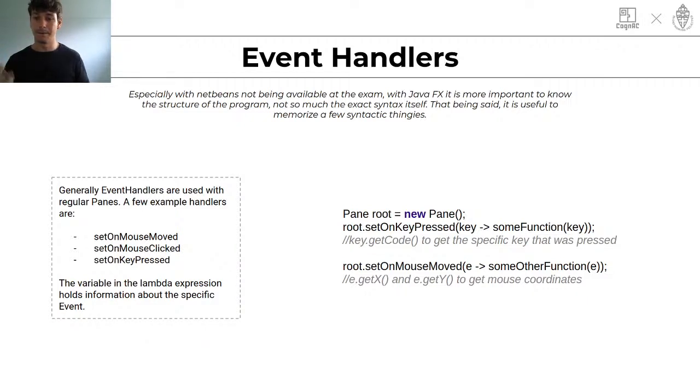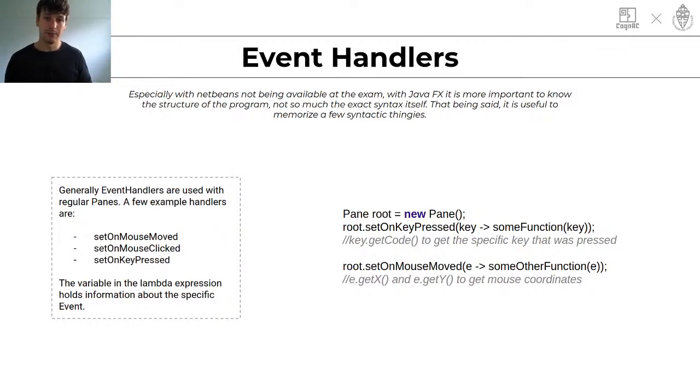So let's say that I press the letter S on my keyboard, then the fact that I press the letter S is in that key variable. So I can say, for example, like you can see in the comment below it, key.getCode to get the specific key that was pressed.